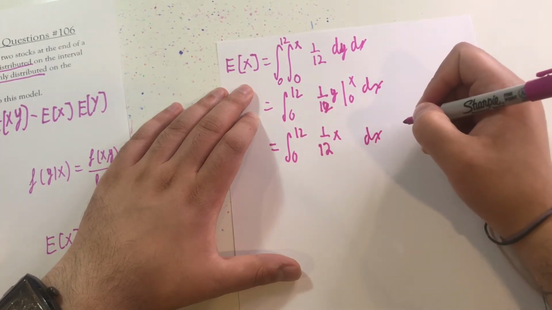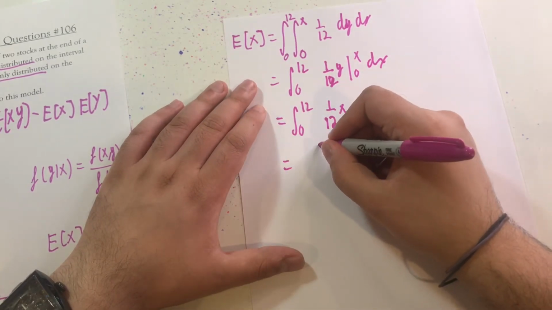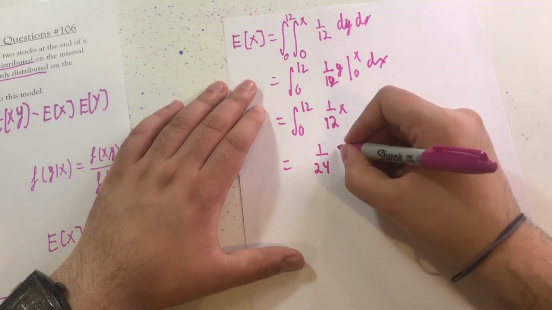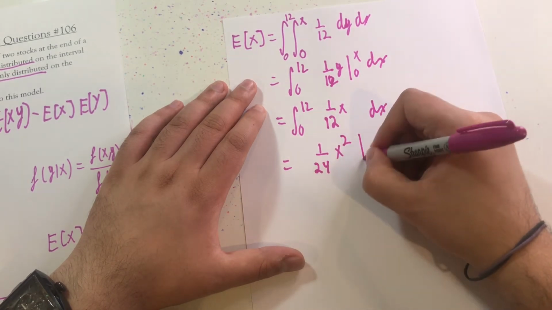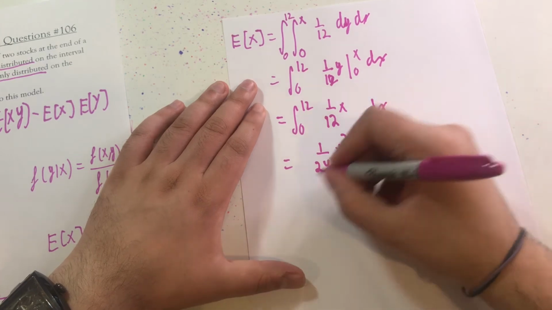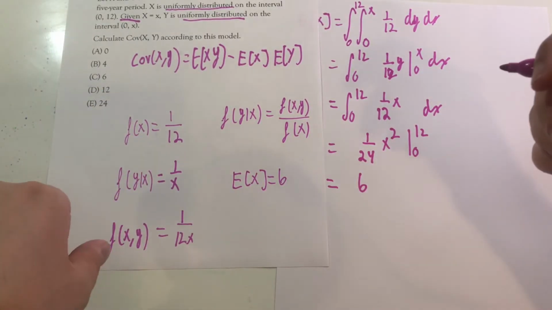dx. Okay, next this becomes 1 over 24x squared from 0 to 12, and we find this to be 6, right? So the answer is match.